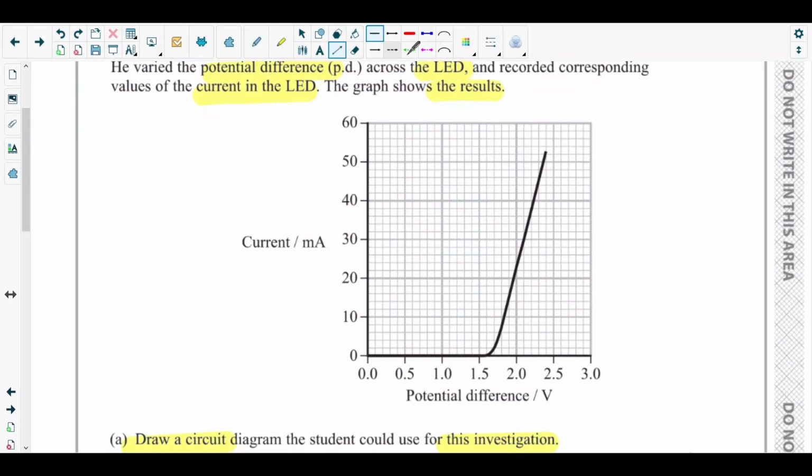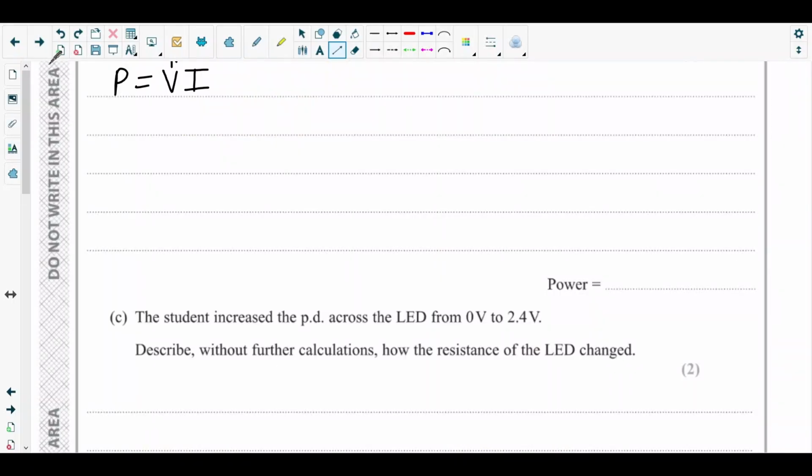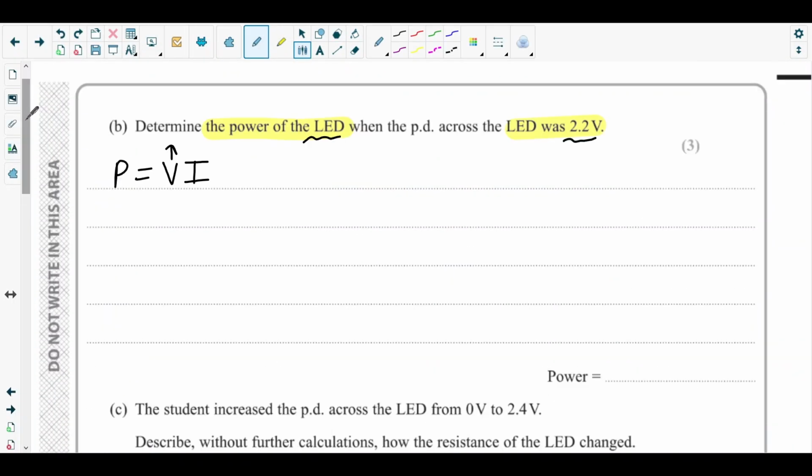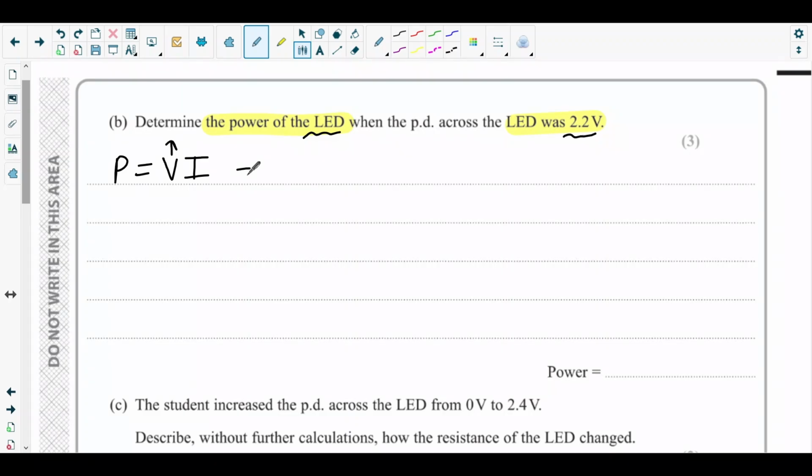Okay. So let's draw a dotted line at 2.2 volt, right? So 2.2 is basically here. So at 2.2 volt, if you draw a dotted line, it's basically intersecting at this point, which is 38 milliampere. Okay, so we got the current. The current is 38 milliampere, and the PD is 2.2.